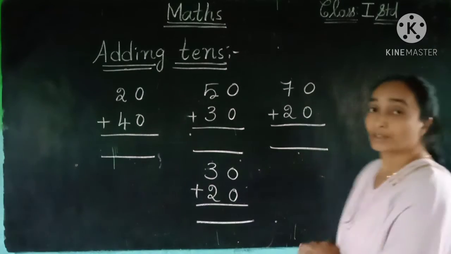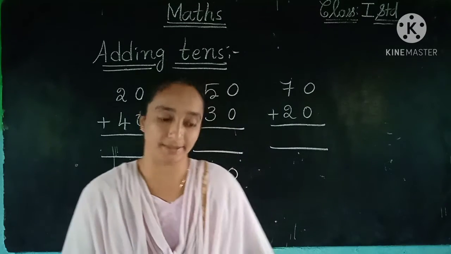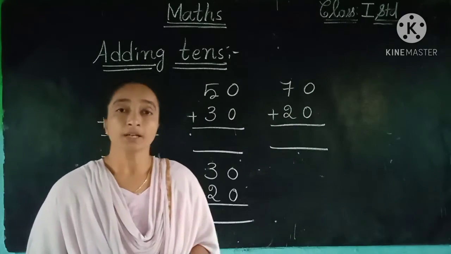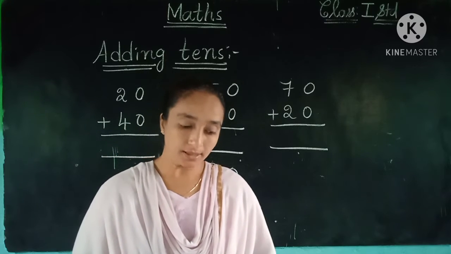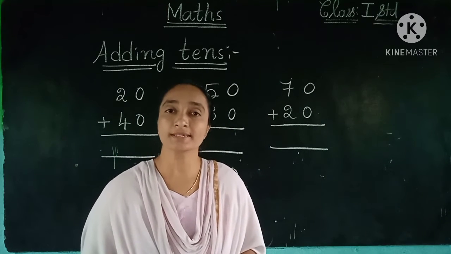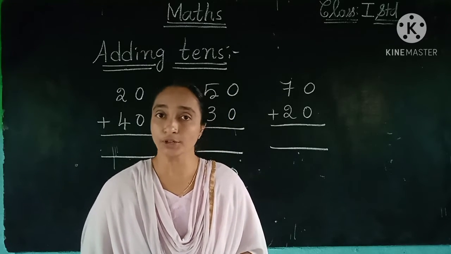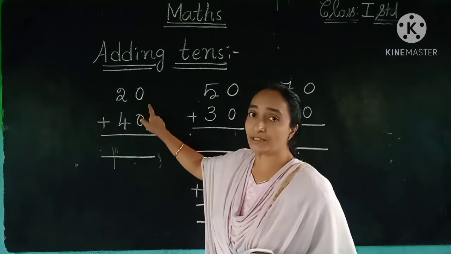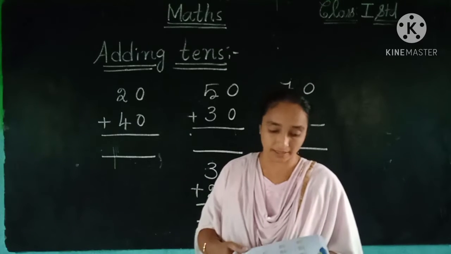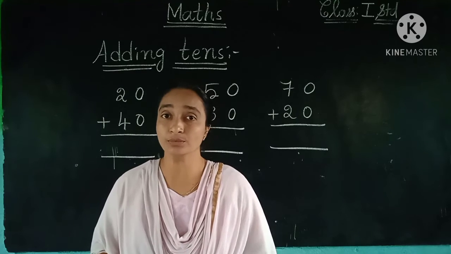So children, let us see now adding tens. In the textbook here we have an example, children. Pavan, a small boy, has 20 rupees, and Jaya has 40 rupees. Pavan here has 20 rupees and Jaya here has 40 rupees. Now, all together, how much money do they have?